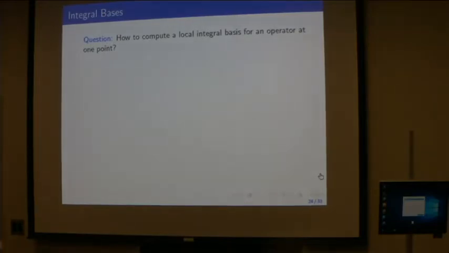Okay, so in order to compute this basis, we only need an algorithm to compute a local integral basis at one point. And that point is 0, then we can use change of variable transformation to find local integral bases at other points, and then we can combine those bases.